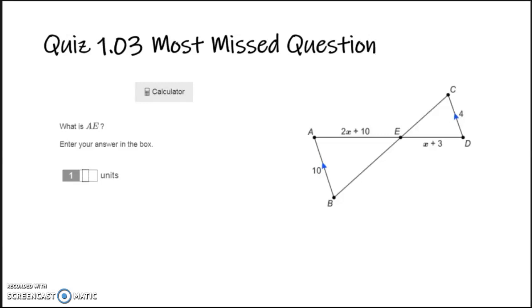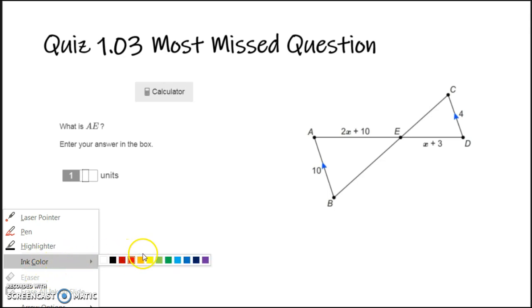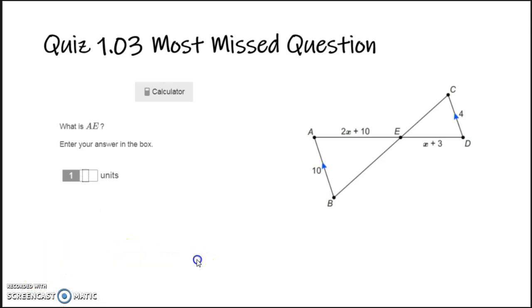We want to talk about quiz 1.03 and the most missed questions that we see from this quiz. So here they're asking us, what is the length of AE? And you'll notice they give us some information. They say that AE is 2x plus 10. They also say that DE is x plus 3.